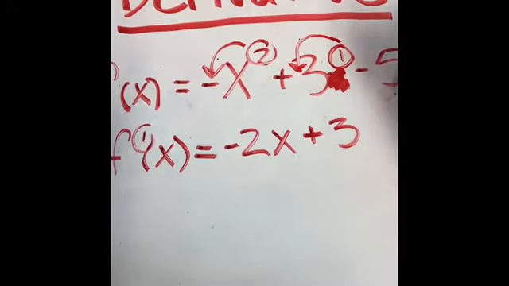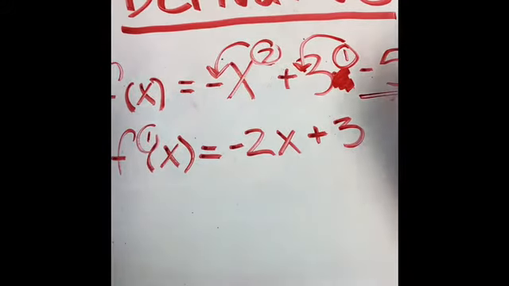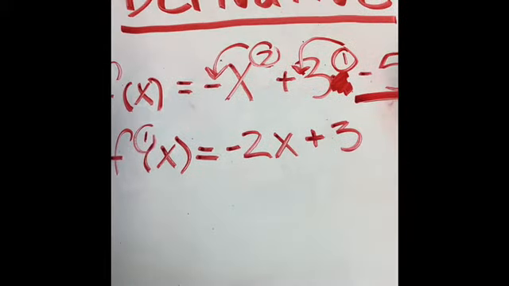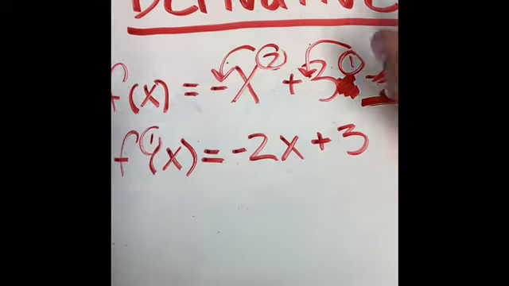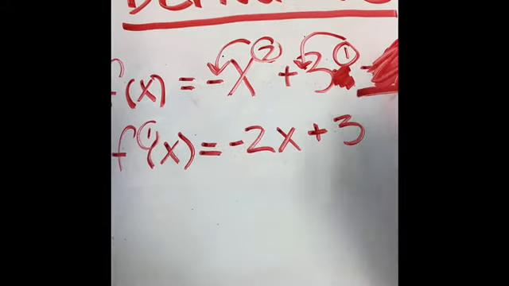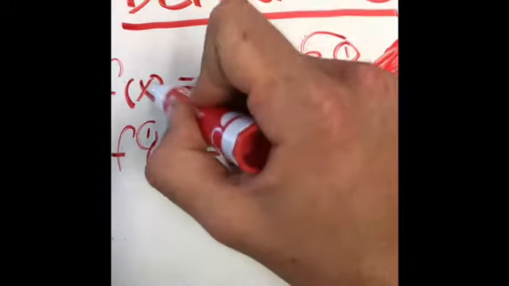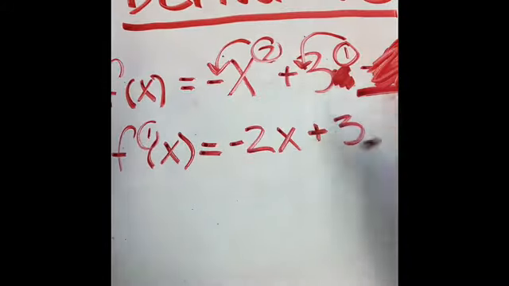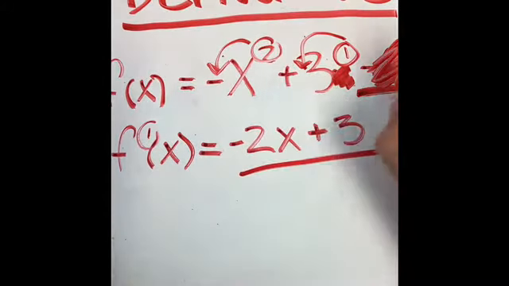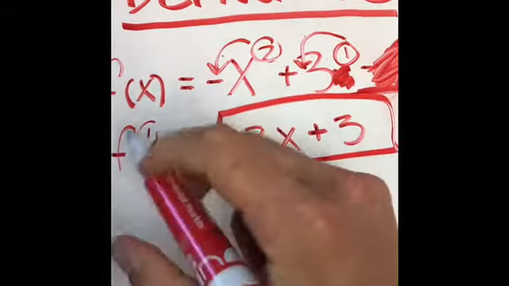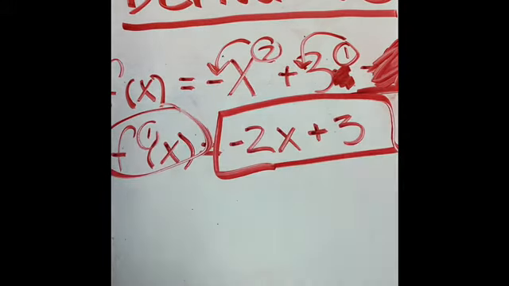So now we just have 3. And similarly with this 5, if there's not a variable attached to a number, then all you got to do is just cross that little guy out. So there's no 5. And this is our answer. So the derivative of f of x is equal to negative 2x plus 3. And that can be expressed through f of x.